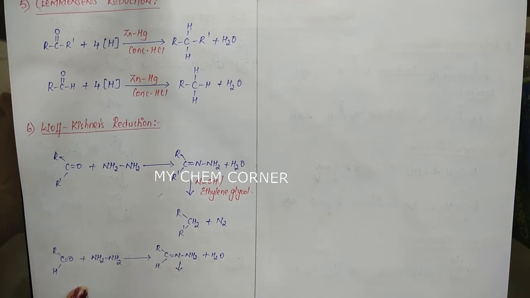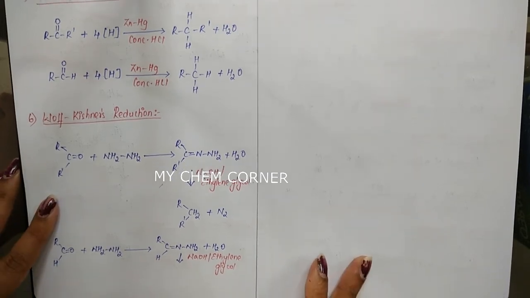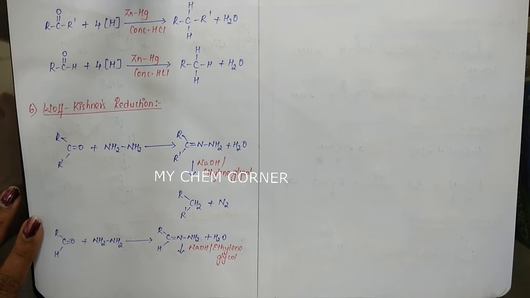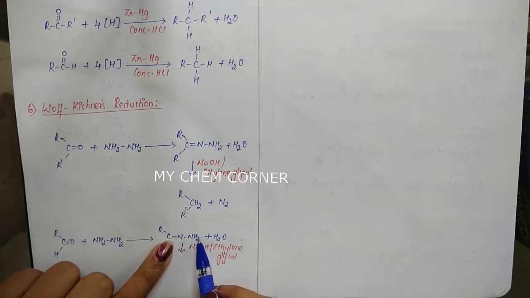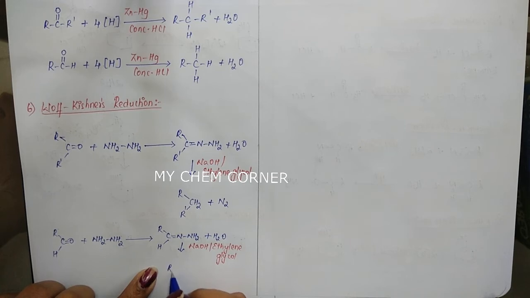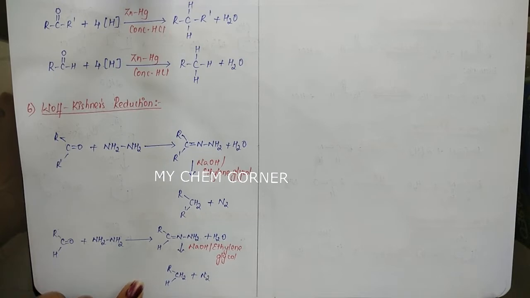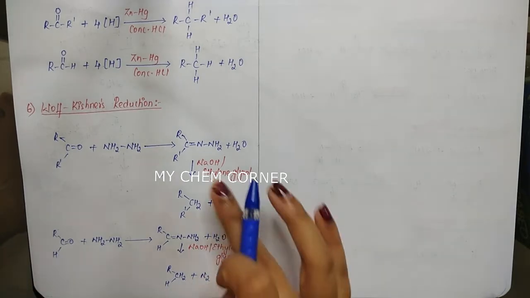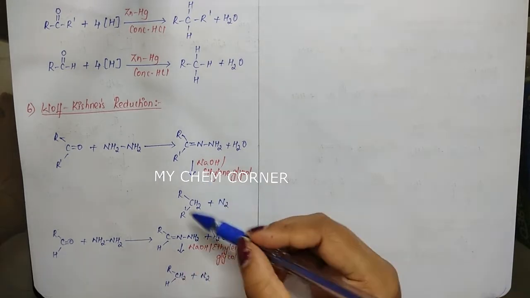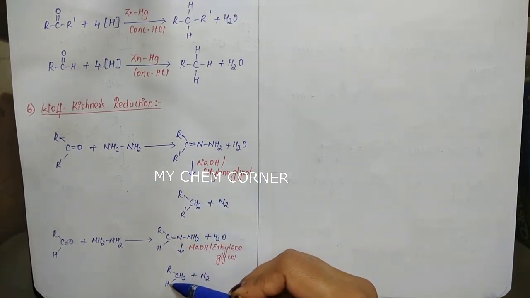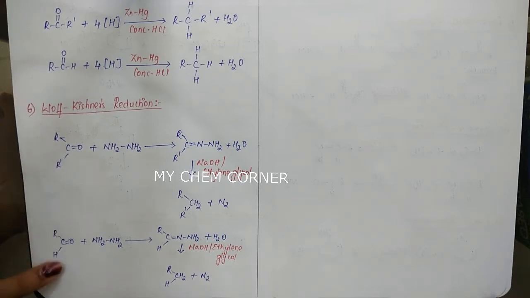Now this will further react with sodium hydroxide and ethylene glycol, and this is going to form, instead of having double bond N, 2 hydrogens from here will be bonded. So H2 plus N2 gas. The difference between the first product and this product is that you had 2 R groups, but here you have 1 R and 1 hydrogen. But this reaction can be written for both aldehyde as well as ketone.